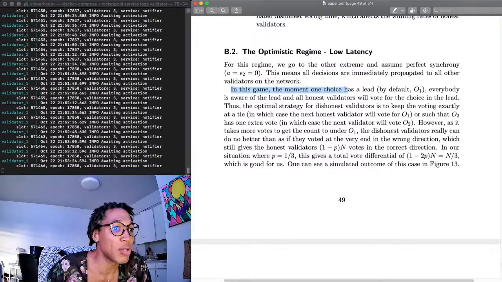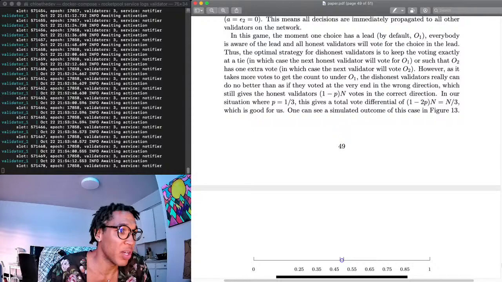In this game, the moment one choice has a lead by default, everybody is aware and everyone's going to vote for it. Thus, the optimal strategy for dishonest validators is to keep the voting exactly at a tie, in which case the next honest validator will vote for option 1, or such that option 2 has one extra vote, in which case the next validator will vote for option 2. However, as it takes more votes to get the count to option 1, the dishonest validators can really do no better than as if they had voted at the very end in the wrong direction.